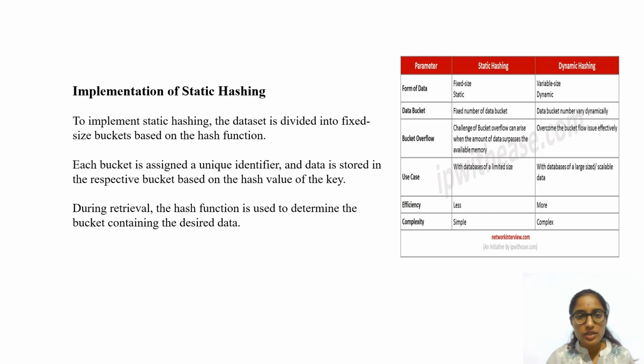Now let us see how static hashing will be implemented. Hashing is implemented in two steps. An element is converted into an integer by using a hash function. This integer can be used as an index to store the original element, which falls into the hash table. The element is stored in the hash table where it can be quickly retrieved using the hashed key. To implement static hashing, the dataset is divided into fixed size buckets based on the hash function. During retrieval, the hash function is used to determine the bucket containing the desired data. Each bucket is assigned a unique identifier and data is stored in the respective bucket based on the hash value of the key.